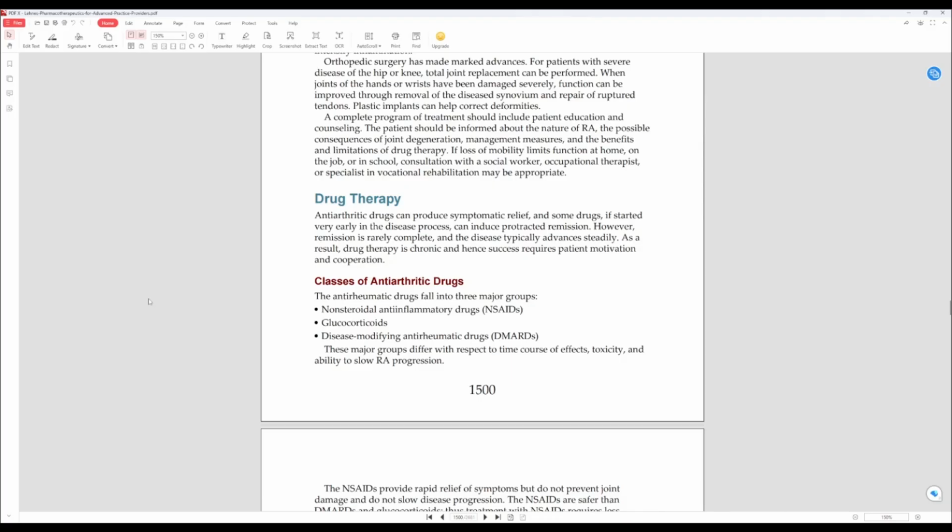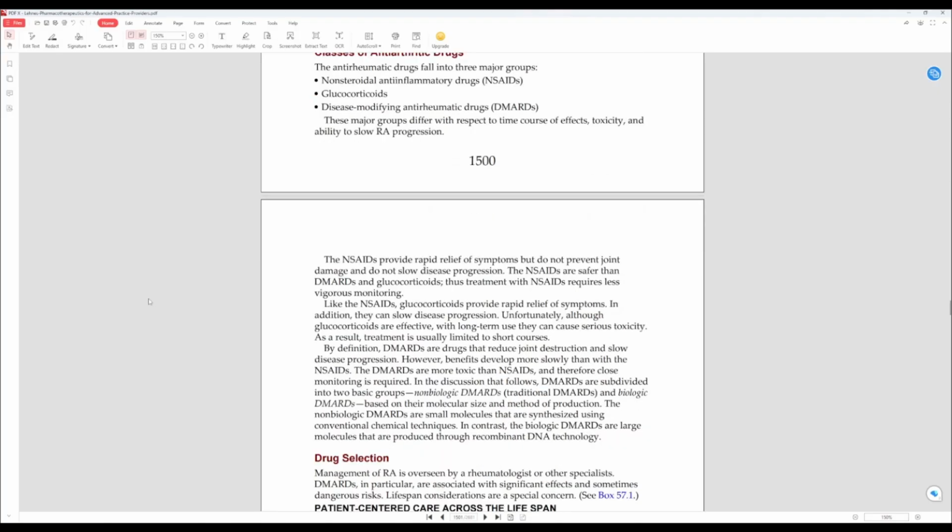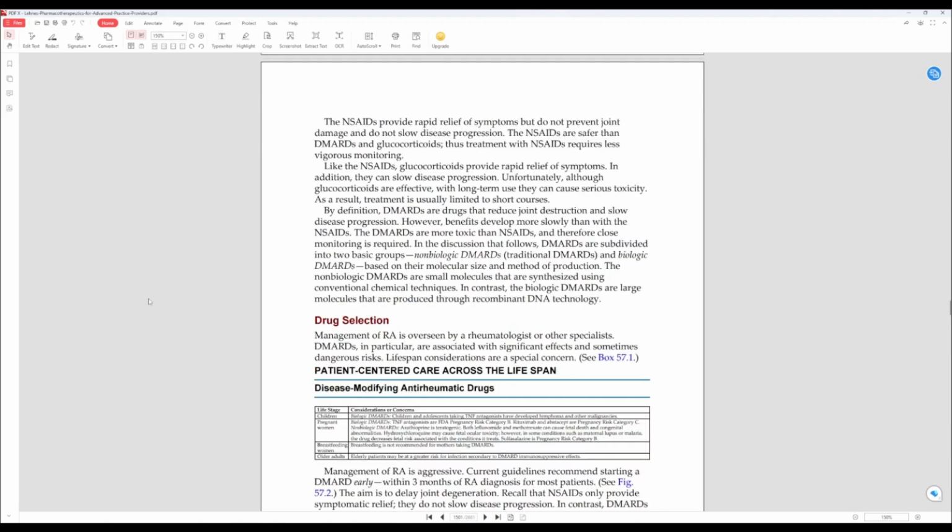So, classes of anti-arthritic drugs. The anti-rheumatic drugs fall into three major categories: nonsteroidal anti-inflammatory drugs, glucocorticoids, and disease-modifying anti-rheumatic drugs. These major groups differ with respect to time course of effects, toxicity, and their ability to slow rheumatoid arthritis progression.